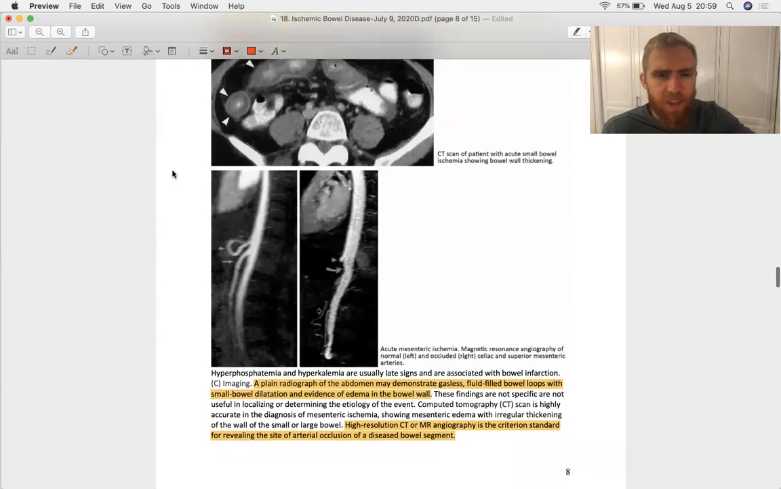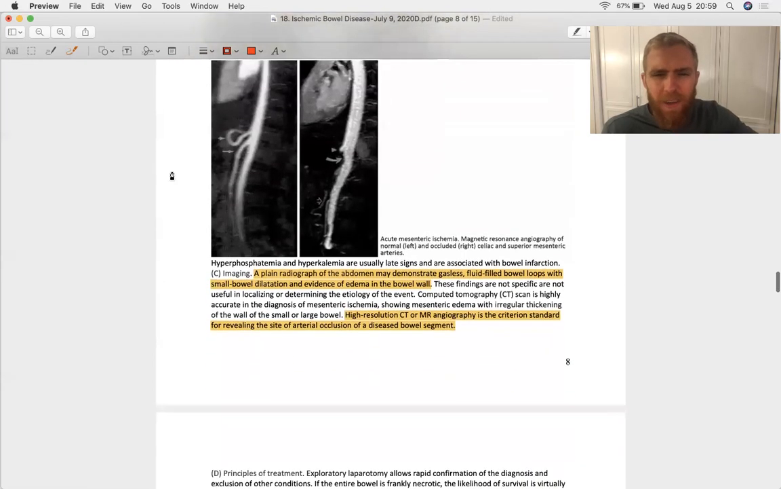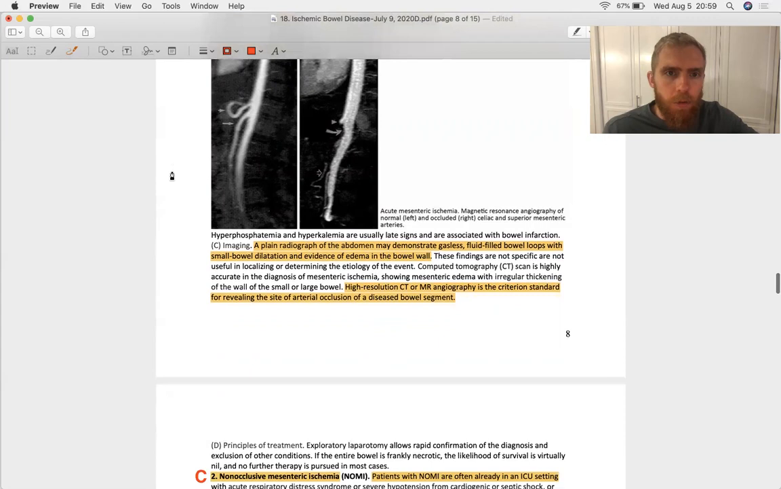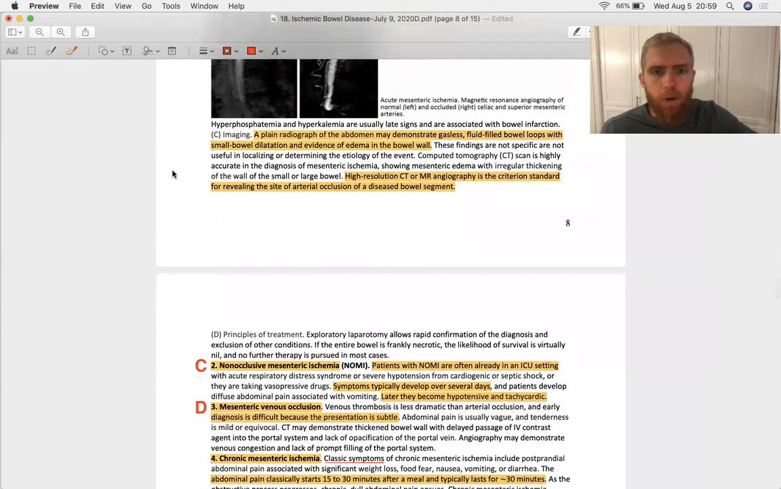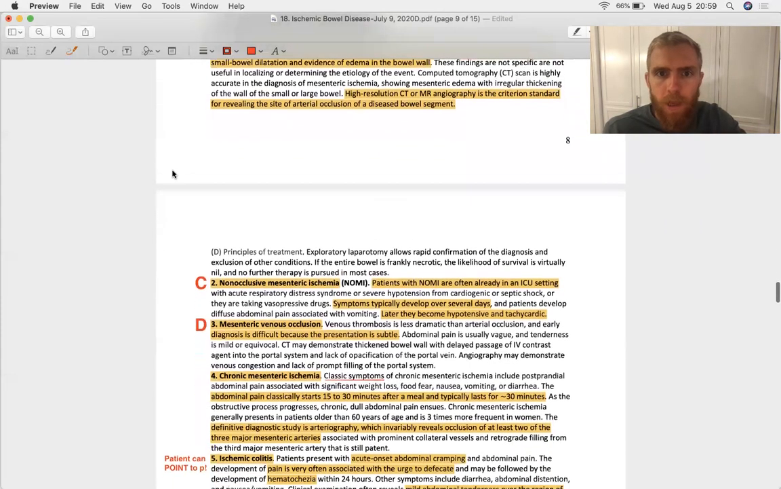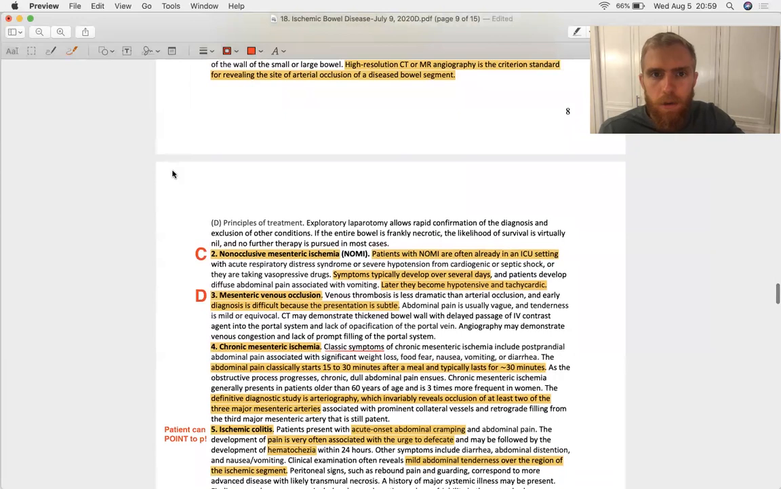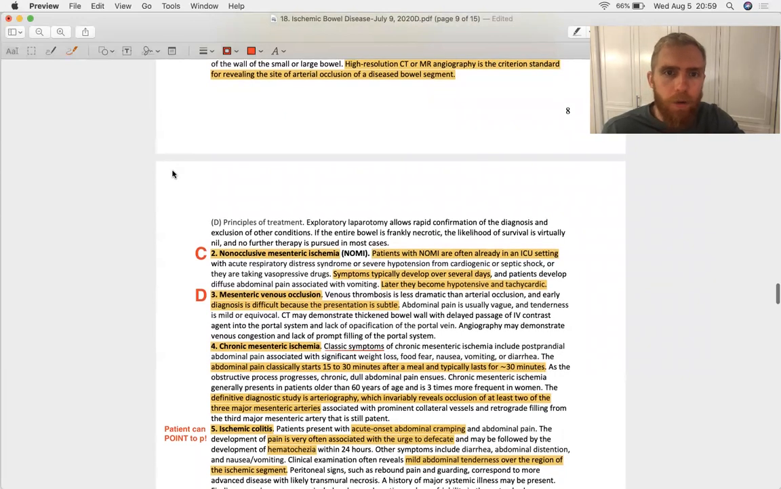So you might be able to catch that on CT. We like MRA. That's a really good modality for diagnosing, especially those arterial causes. Plain radiograph of the abdomen may demonstrate gasless, fluid-filled bowel loops with dilatation and edema in the bowel wall. So that's going to be a stretch of gut with a very thick wall in it. High-resolution CT or MRAs are gold standard.